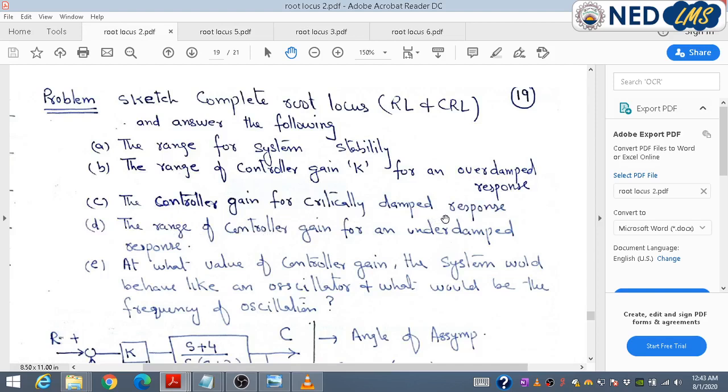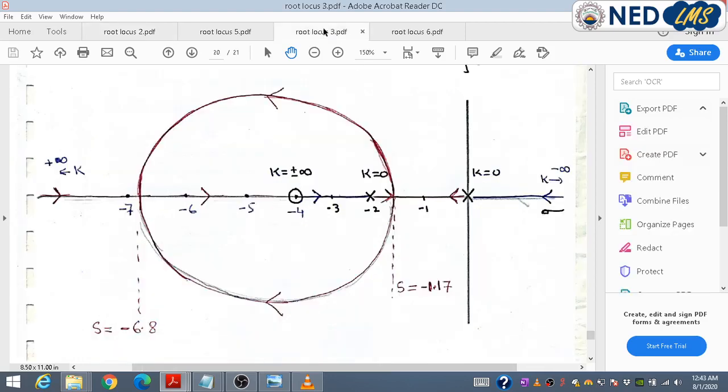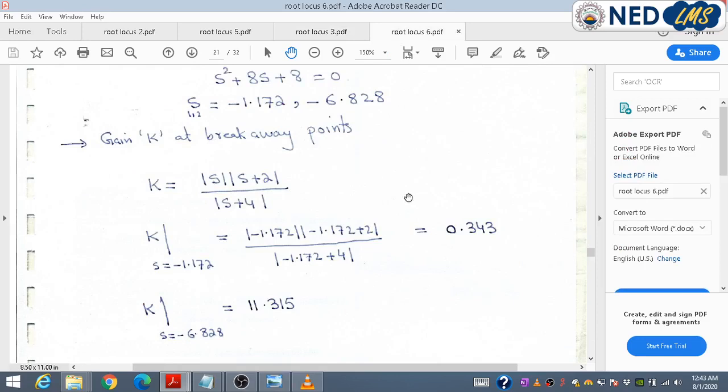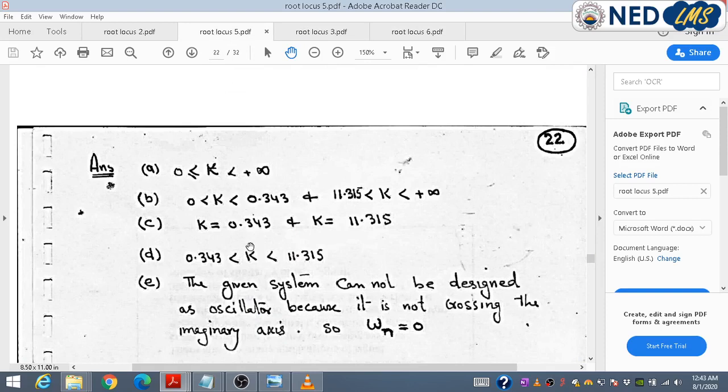For a critically damped response, the system roots should be real and equal, and we can see that at s equal to this and s equal to this, the two branches meet with each other, therefore the roots will be real and equal. The controller gain at these values is k equal to 0.343 and k equal to 11.315. Therefore the answer for the critically damped response should be k equal to this and k equal to this one.